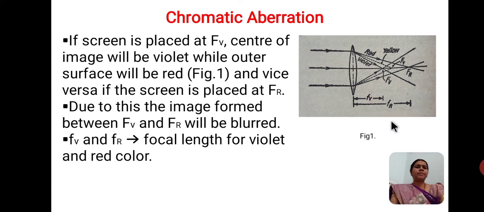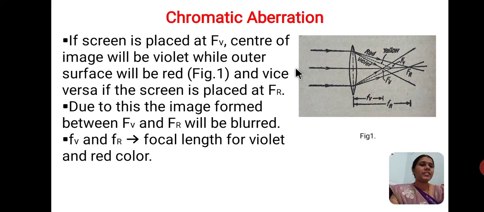Suppose now the screen is placed at the distance FV. What happens here? If the screen is placed at FV, the center of the image will be violet, while the outer surface becomes red. Vice versa is possible: if the screen is placed at FR, the center of the image will be red and the outer surface will be violet. Because of this, the image formed between FV and FR will be blurred. This blurred image is what we call an aberration, and that aberration itself is known as chromatic aberration.